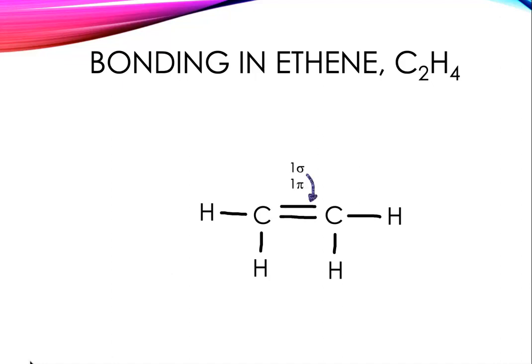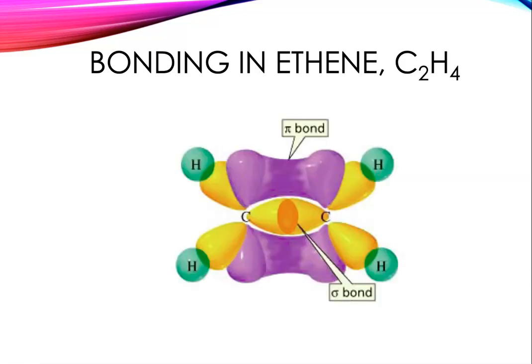The double bond is 1 sigma bond and 1 pi bond, and all those single bonds between carbon and hydrogen are sigma bonds. So the total molecule has 5 sigma bonds and 1 pi bond, and we just need the Lewis structure to figure this out. Sometimes I like to look at the orbital overlaps and show those sigma and pi bonds, and that's what I've got here in this diagram for ethene.